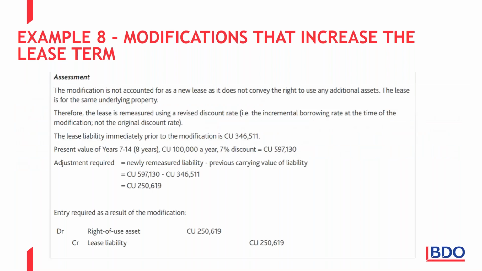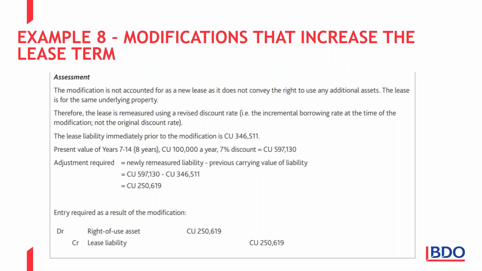Therefore, in this situation, the modification is not accounted for as a new lease, as it does not convey the right to use any additional assets. The lease is for the same underlying property. Therefore, the lease is remeasured using the revised discount rate. So that is the incremental borrowing rate at the time of the modification. It's not the original rate. And if you look at the lease liability immediately prior to the modification, it was 346, and you'll get that from your old amortization table.